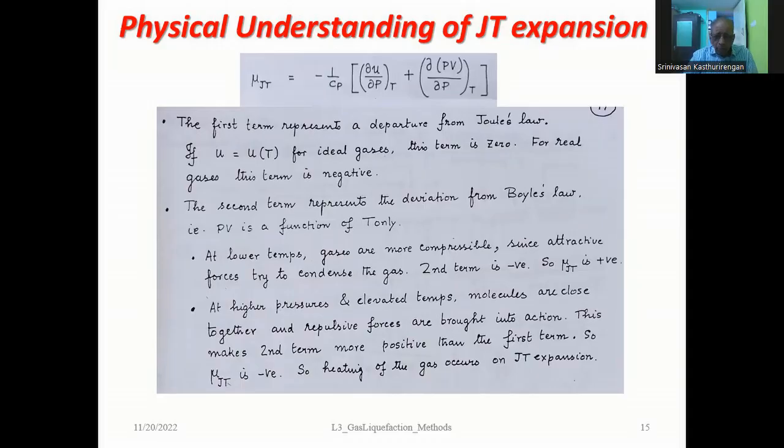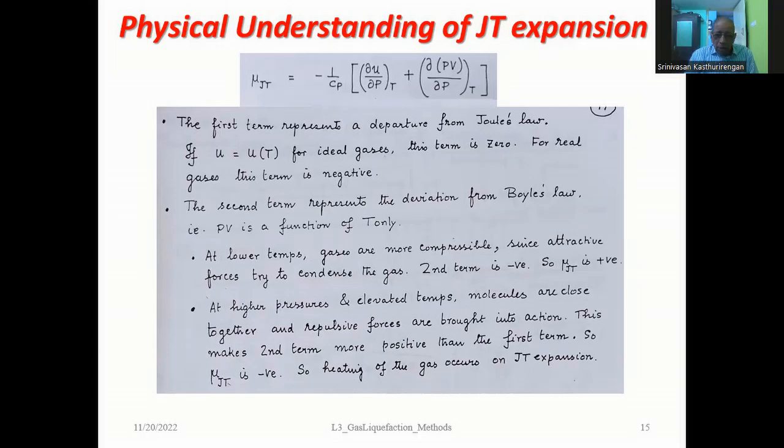The first term represents a departure from Joule's law, which says that the internal energy is a function of temperature only. But as you see here, we are trying to find the change in internal energy with respect to pressure, so it is a deviation from Joule's law. The second term represents a deviation from Boyle's law, because at a constant temperature the product PV has to be a constant value. So PV has to be a function of temperature only for an ideal gas.